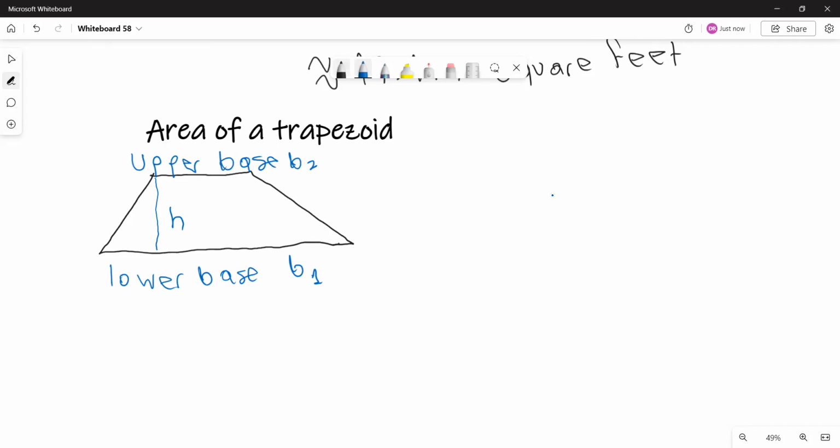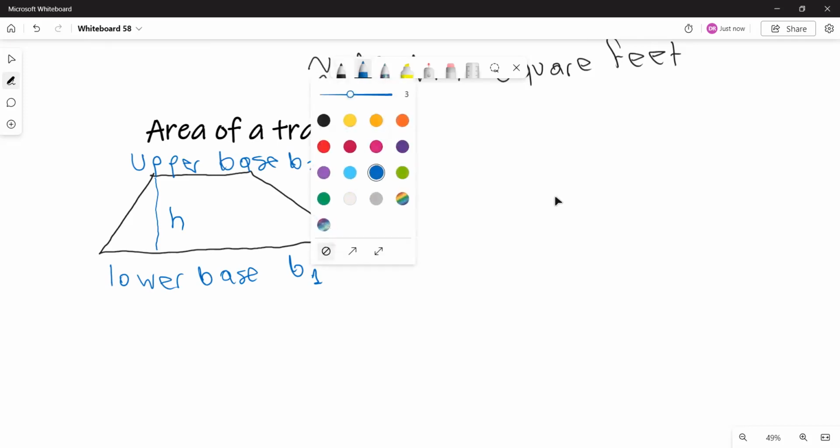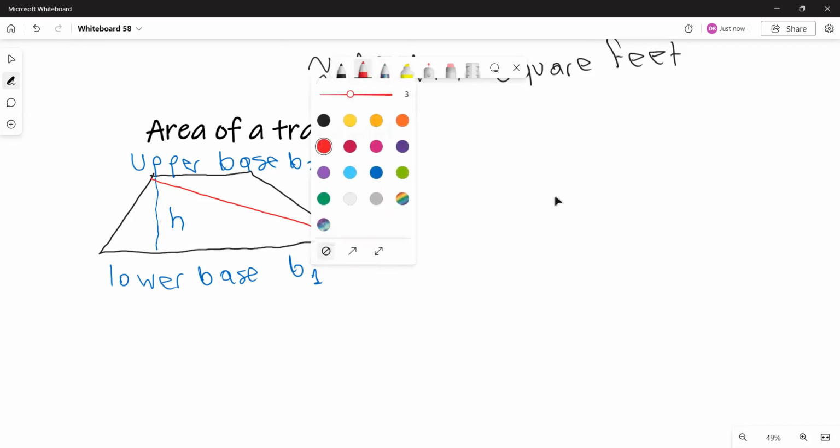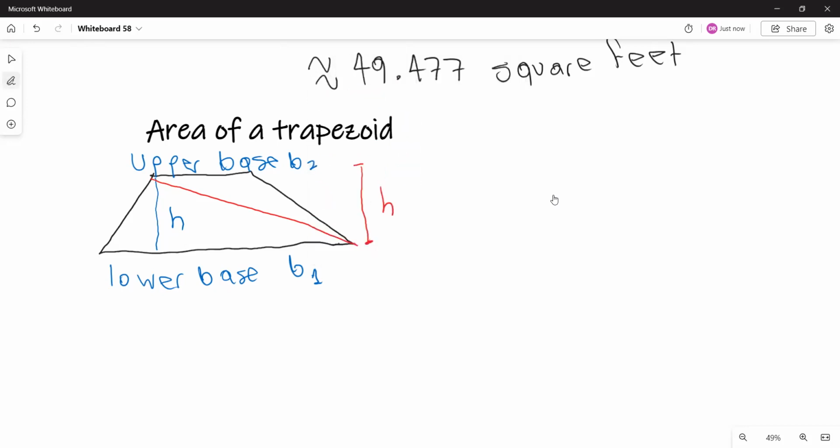Okay, so we're going to do this. We're going to split this trapezoid into two triangles. We're going to cut it. And the height of the triangle above is also h. So we have the height of the lower triangle and the height of the upper triangle. If you add the areas of the triangles, you obtain the area of the trapezoid.